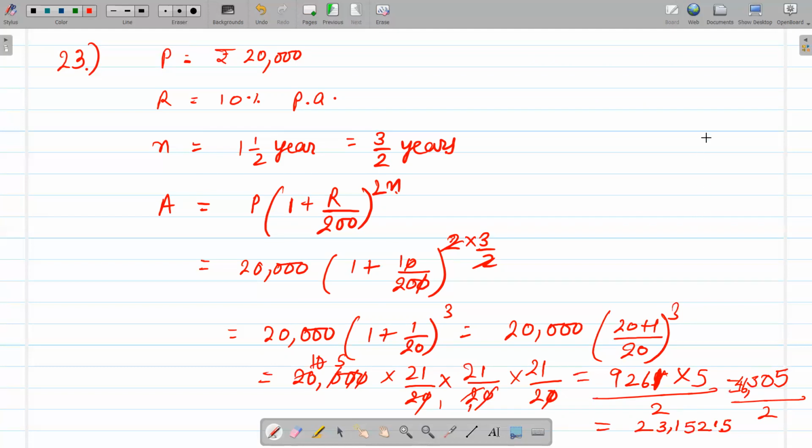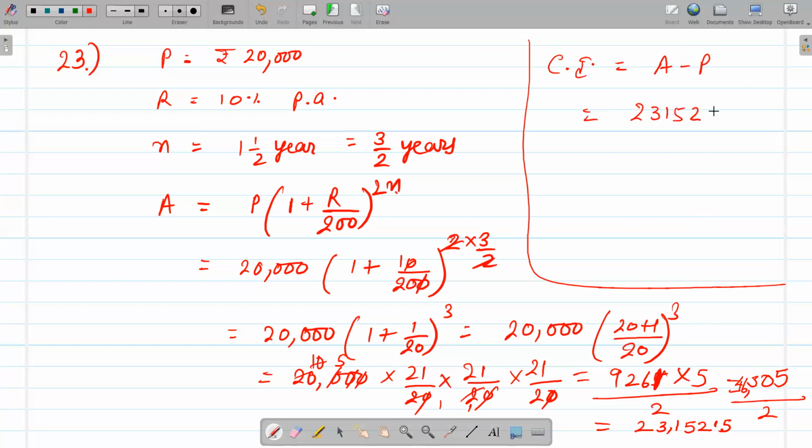And what will be the compound interest? Again the same formula: compound interest is equal to amount minus principal. तो 23,152.5 में से less कर देंगे हम 20,000 and you are left with 3,152.5. Then this will be the compound interest. Okay.